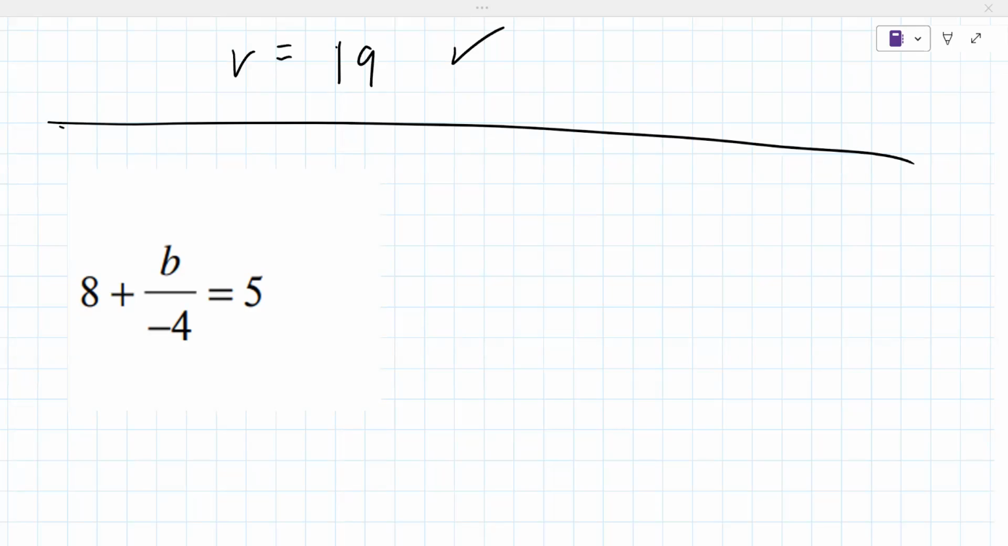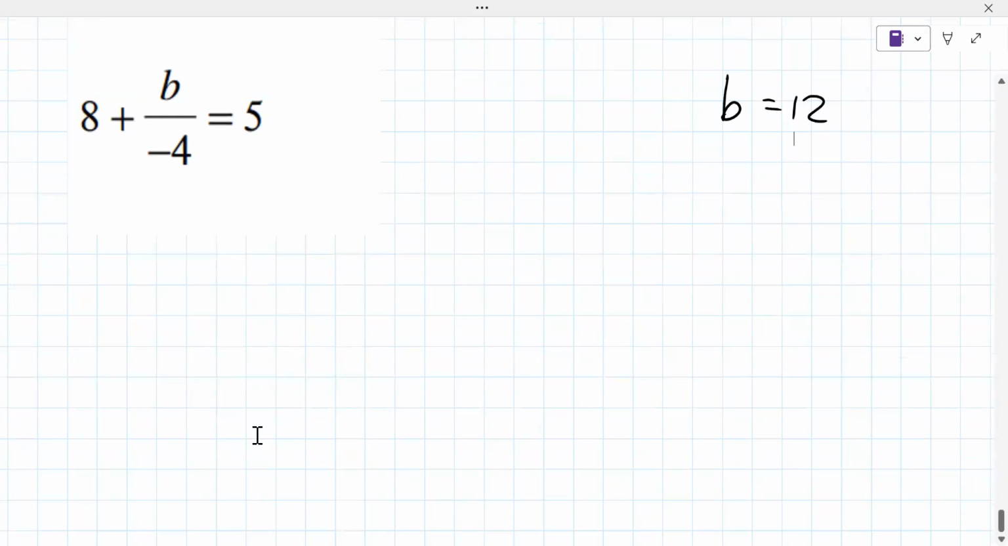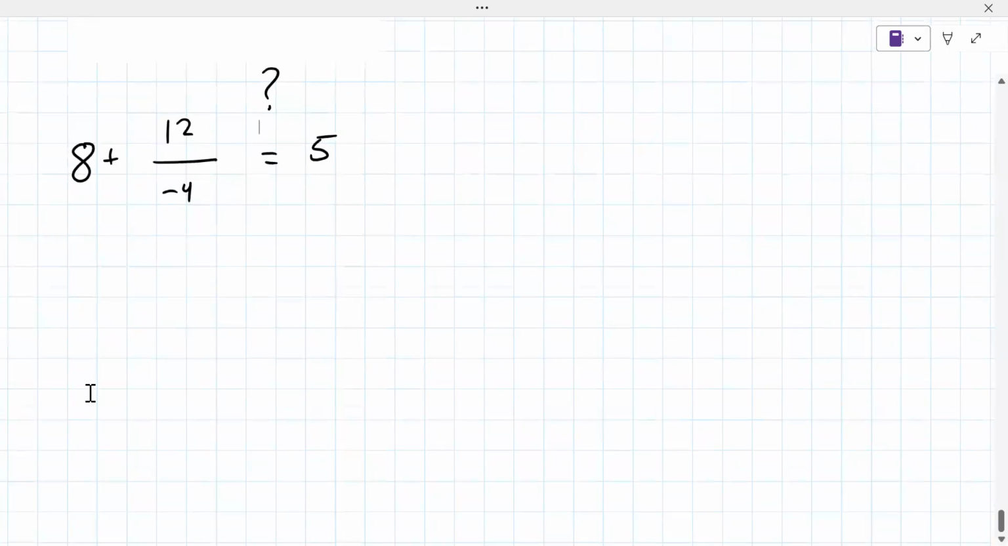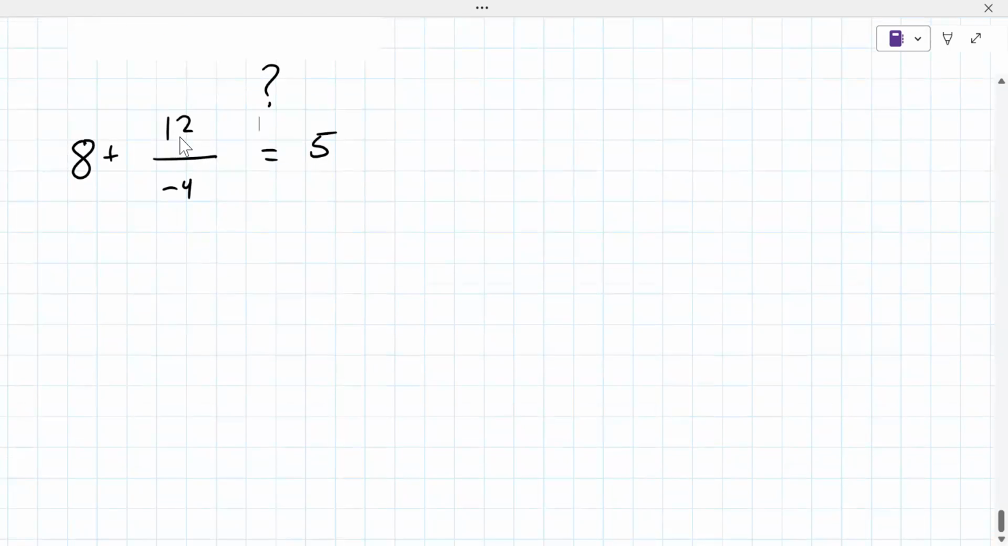B equals 12. Now here's something we have not done that I'll talk about now: you can test your answer or check your answer by putting that number back in. And then what you're trying to do here is see, well, does the left side equal the right side? Like, is this true? So first you divide. 12 divided by -4 is -3. It's 8 plus -3. Does that equal 5? And yes, it does.